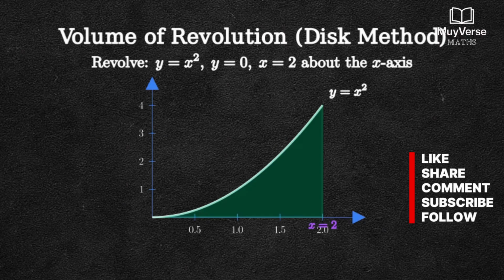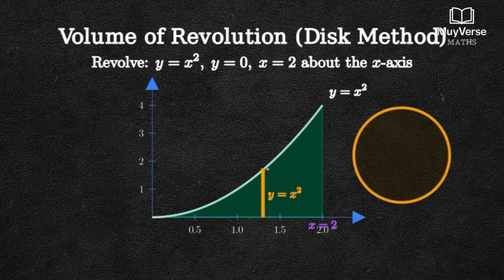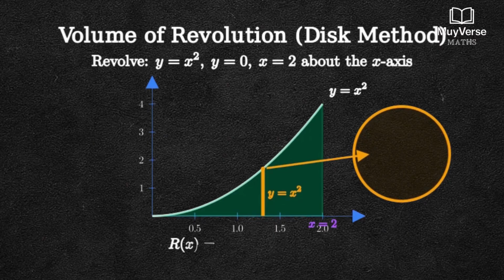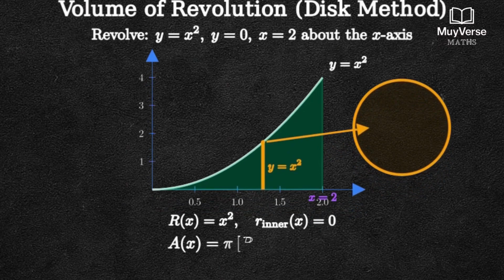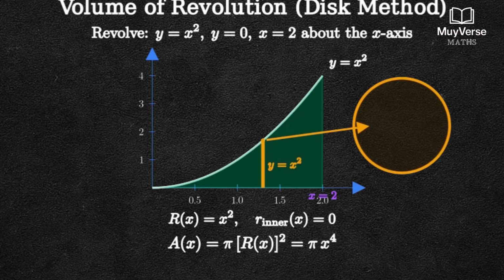Step 2. Set up a typical cross-section. At some x value, take a thin slice perpendicular to the x-axis. Its height is y, which equals x squared. When the slice revolves around the x-axis, it forms a solid disk. So the radius r of the disk at position x equals x squared, and the inner radius is 0. The area of that disk is pi times r squared, which becomes pi times x to the 4th. We will use this cross-sectional area in our volume integral.